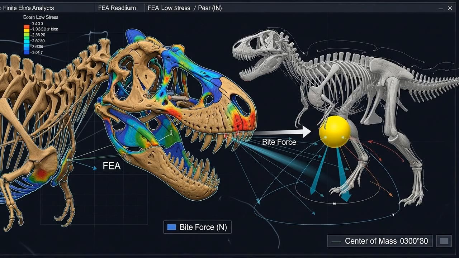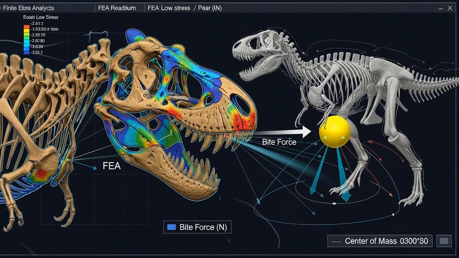With a complete, fleshed-out digital model, the real fun begins. Scientists use an engineering technique called finite element analysis, or FEA, to see how a structure responds to stress. They can simulate the crushing bite force of a Tyrannosaurus rex on a virtual skull to see how the stress spreads through the bone, revealing its strengths and weaknesses.